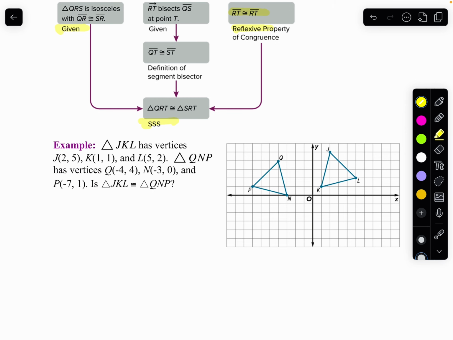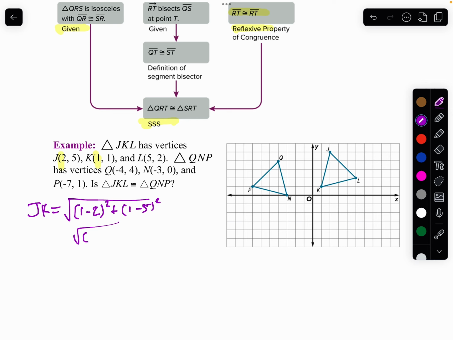Now in the next one, I have these 2 triangles constructed on my coordinate grid. I want to look at, are they congruent? Well, side, side, side, I look at the sides. So I'm going to use the distance formula from J to K. Notice, 1 minus 2, so I'll say 1 minus 2 squared plus 1 minus 5 squared. Well, 1 minus 2 is negative 1 squared. 1 minus 5 is negative 4 squared. So that's the square root of 1 plus 16, which is the square root of 17. So J to K is the square root of 17.